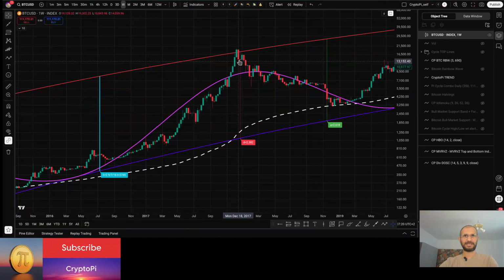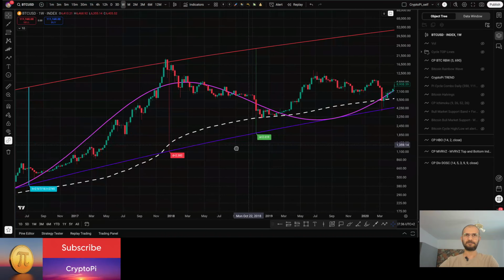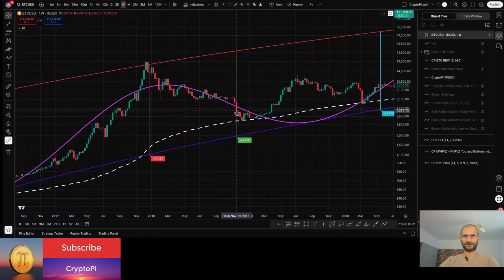And when the price had crossed the vertical red line, I have marked it as D to indicate that it's the distribution. Once the price has crossed the distribution line, we already start seeing that it's the start of the bear market.